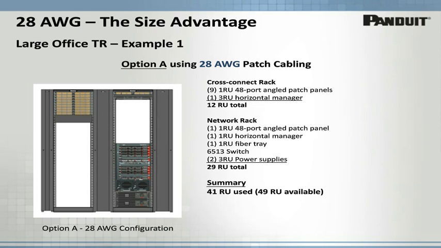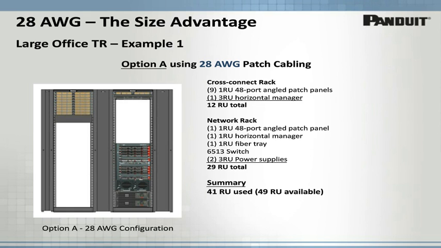So now on the cross-connect rack on the left, the 28-gauge patch cabling allows us to effectively use high-density panels. And by high-density panels, I mean those with 48 ports in 1 RU. And that cuts in half the RU needed for patch panels for the same number of ports. The total now is 9 RU compared to 18 RU previously, saving us 9 RU.